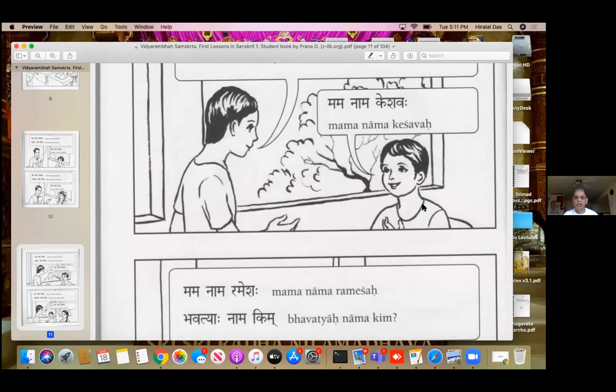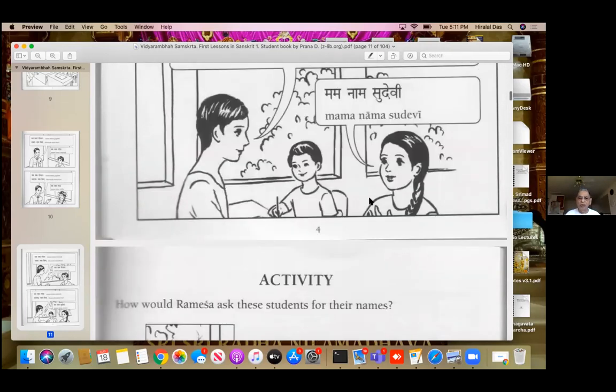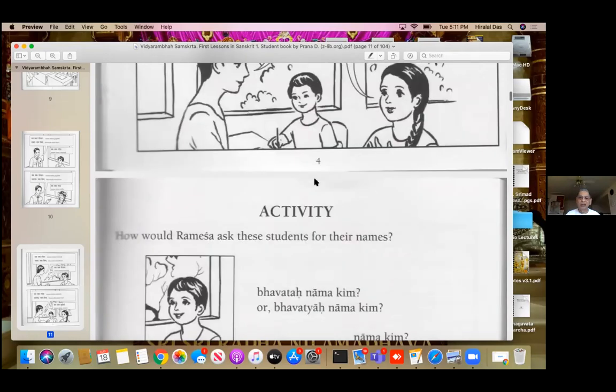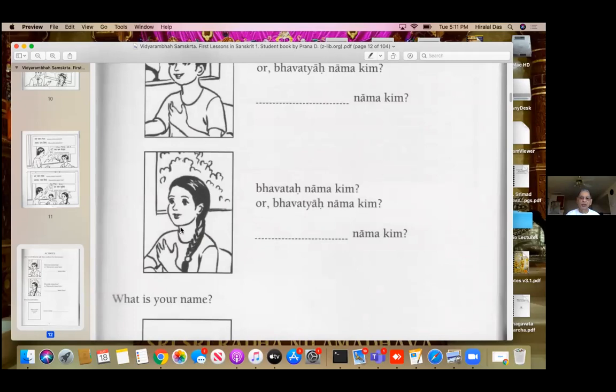Similarly here, same thing. Mama nama Rameshaha, Bhavatyaha nam kim. She says Mama nama Sudevi. Now this is the activity. Bhavataha nam kim, Bhavatyaha nam kim. How would Ramesh ask these students for their name? If it is a male, you use Bhavataha here. Next picture, if it's a girl, you use Bhavatyaha nam kim here.